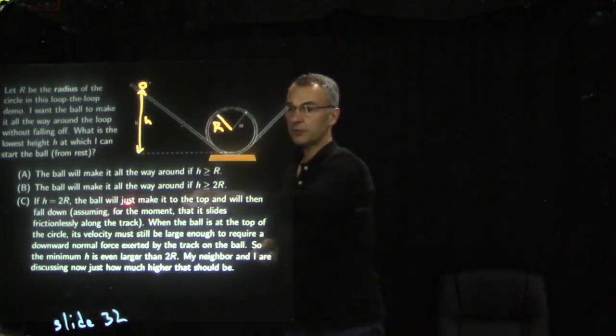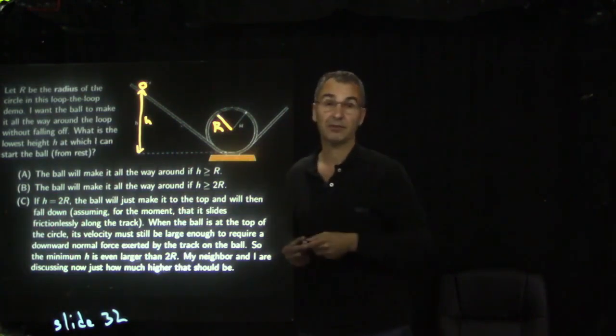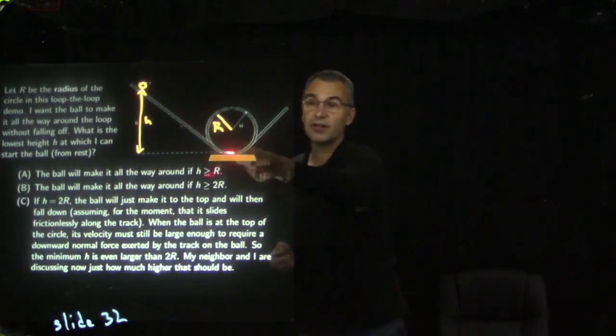If h equals 2r, the ball will just make it to the top and will then fall down, assuming for the moment that it slides frictionlessly along the track. That's another complication, it might turn out that it rolls without slipping. Let's just assume for the moment that it slides frictionlessly along the track.